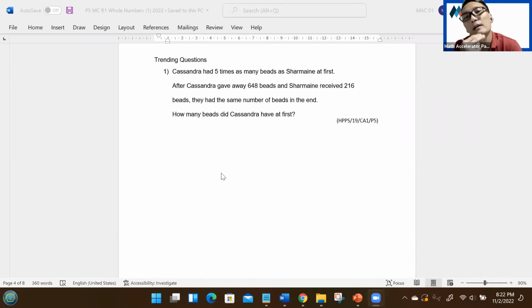Cassandra had 5 times as many beats as Charmaine at first. After Cassandra gave away 648 beats and Charmaine received 216 beats, they had the same number of beats in the end. So how many beats did Cassandra have at first? After you read the question, let's underline some of the keywords. The keywords in the question is this comparison here that states 5 times.